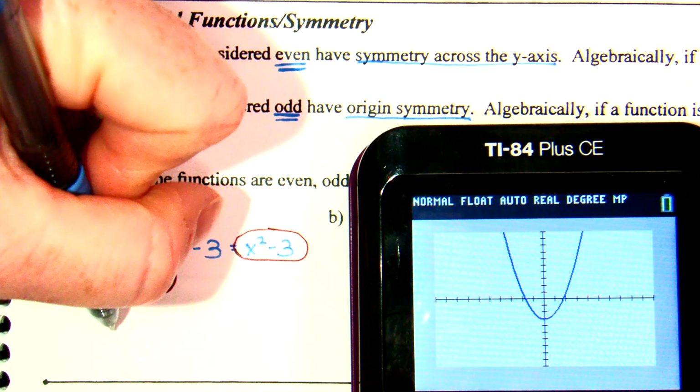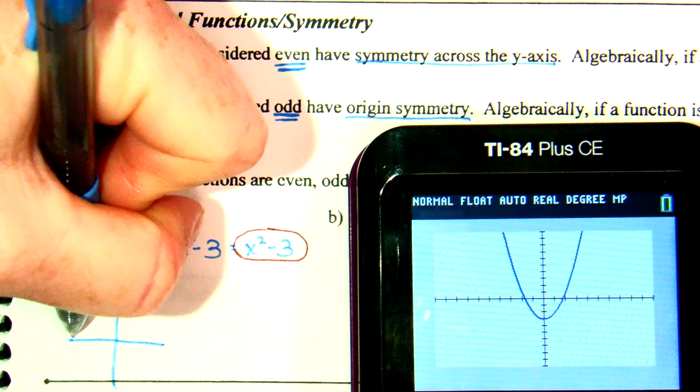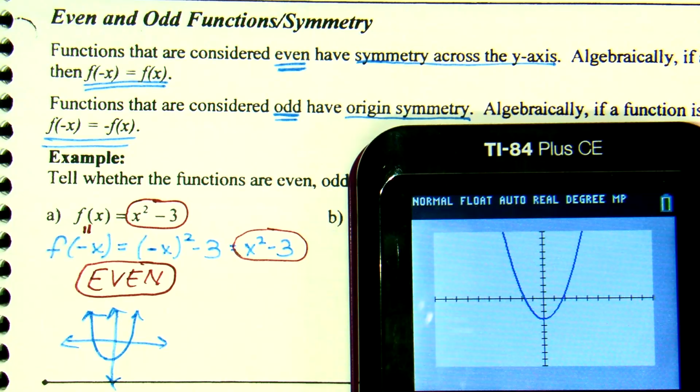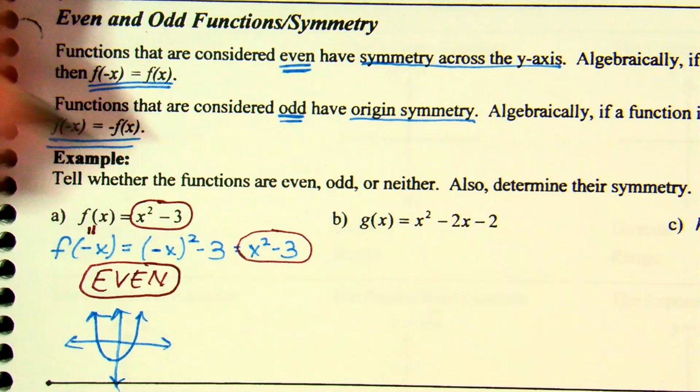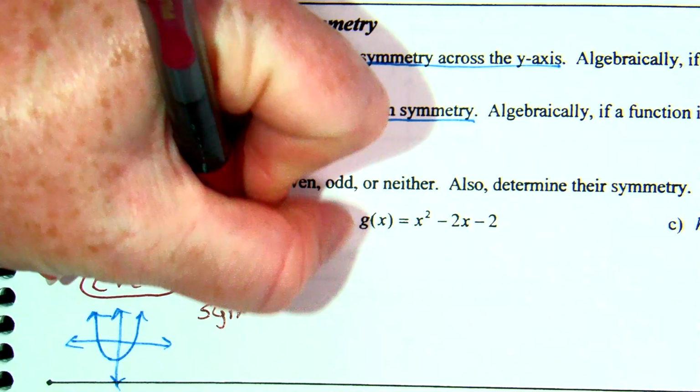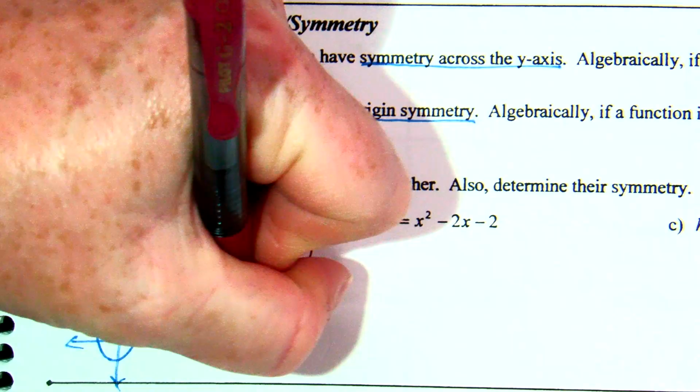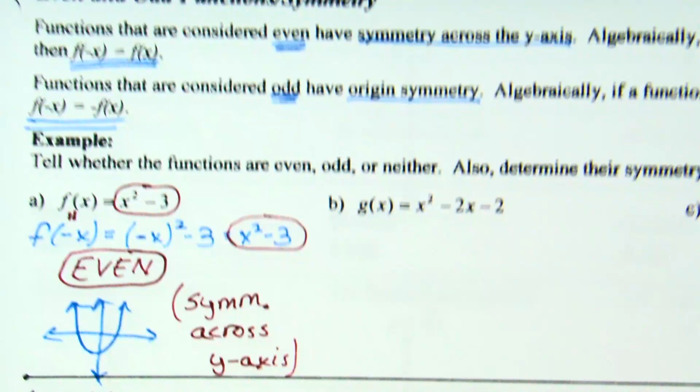So, just for the visual in your notes, I was going to sketch the graph. And that right there is helping me understand that this is even, and thus, I'm going to write a note in here, symmetric across y-axis. So there's an example of an even function.